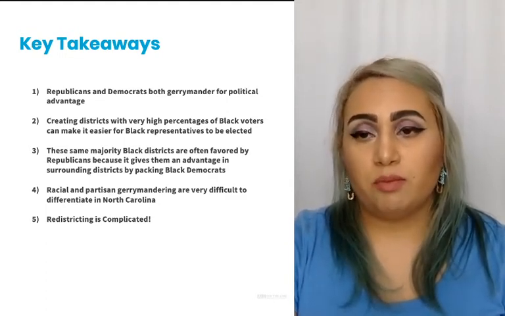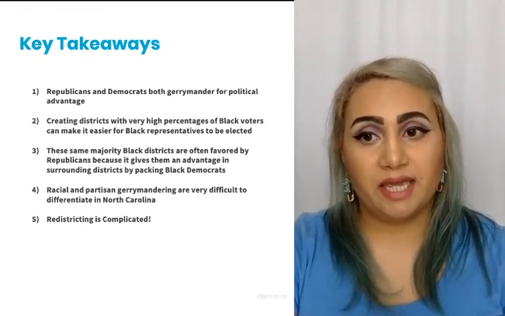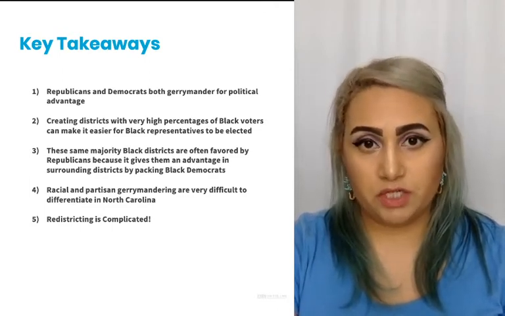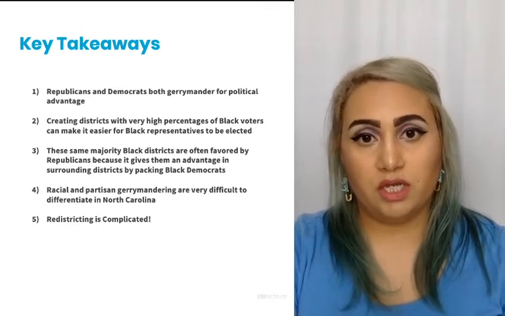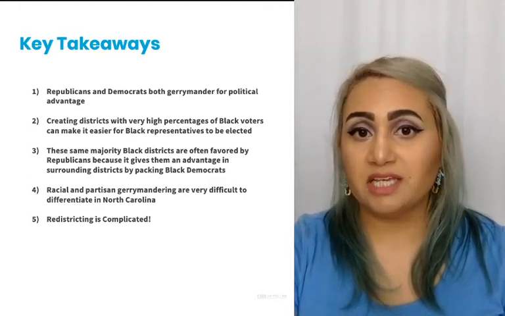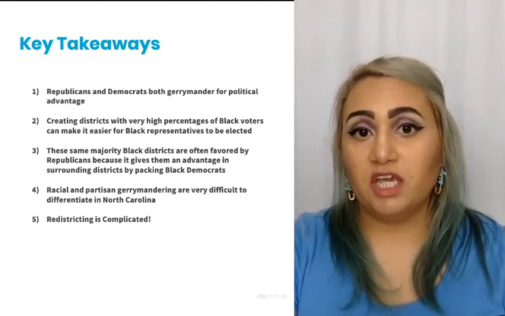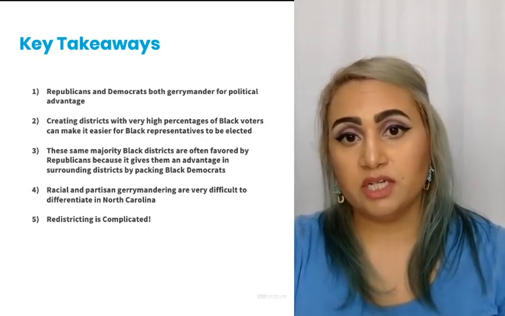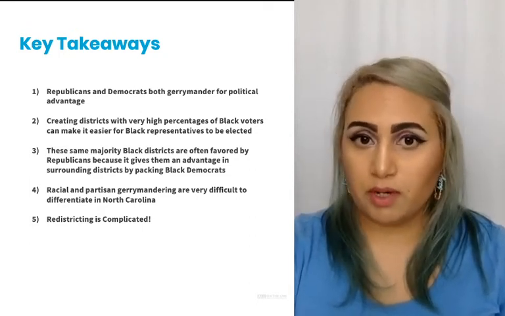Third, these same majority Black districts are often favored by Republicans because it gives them an advantage in surrounding districts by packing Black Democrats. If you recall, when we talked about the Gingles case, we talked about those quote-unquote VRA districts drawn in 2011 without regard for the Gingles factors, basically just drawn to pack as many Black voters into as few districts as possible. The justification on the part of the legislature was that they were doing this to ensure Black representation, but it also played into their ability to partisan gerrymander for Republicans.